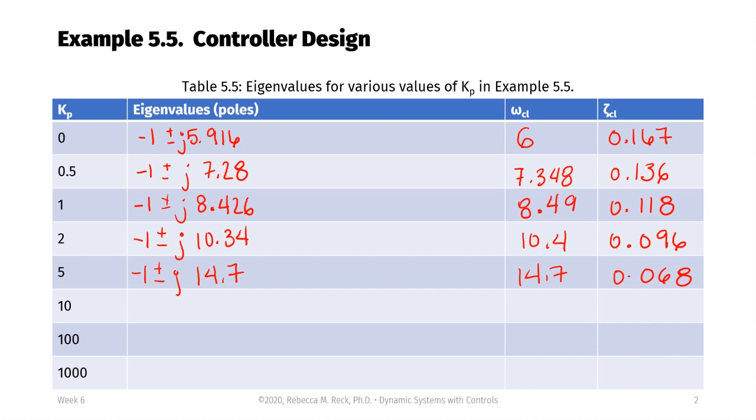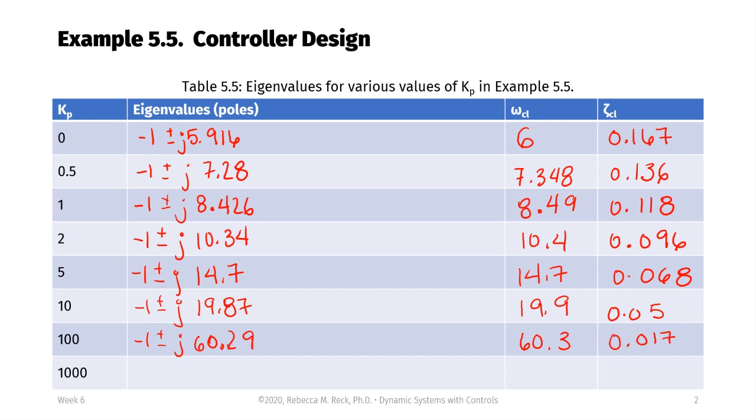At Kp equals 10, we're at -1 plus or minus j 19.87. Our natural frequency is 19.9, and our damping ratio is 0.05. Moving on to 100, we have -1 plus or minus j 60.29. And our natural frequency is 60.3, and our damping ratio is 0.017. And then for Kp equals 1,000, in our last row, we have -1 plus or minus j 189.8, and our natural frequency is also 189.8, and our damping ratio is 0.005. So looking at this table, we can notice some trends.